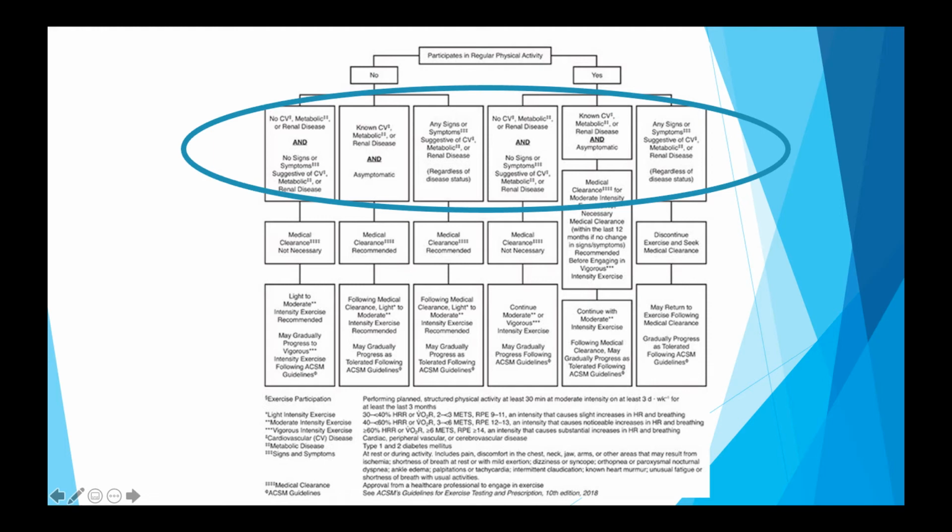The fifth box says known CV, metabolic, or renal disease and is asymptomatic, and the last box says any signs or symptoms suggestive of CV, metabolic, or renal disease, regardless of the disease status. How an individual answered the first question and this question will decide whether or not they need medical clearance before beginning an exercise program.